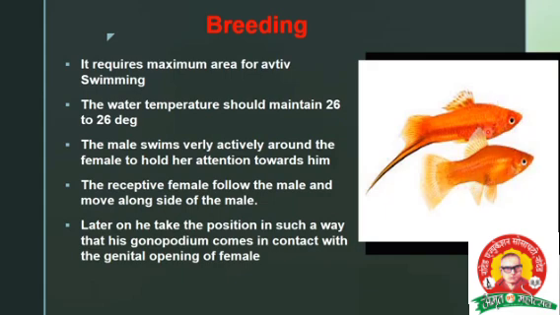Okay. Then the breeding. Swordtail is a live bearer. It requires a maximum area for active swimming, right? The temperature of the water should be maintained at 20 to 25 degrees centigrade. Then a mature pair of male and female is introduced into a well-maintained breeding tank containing a few water plants. Water plants are for the purpose of breeding and hiding. That's why the plants are placed into the aquarium tank.